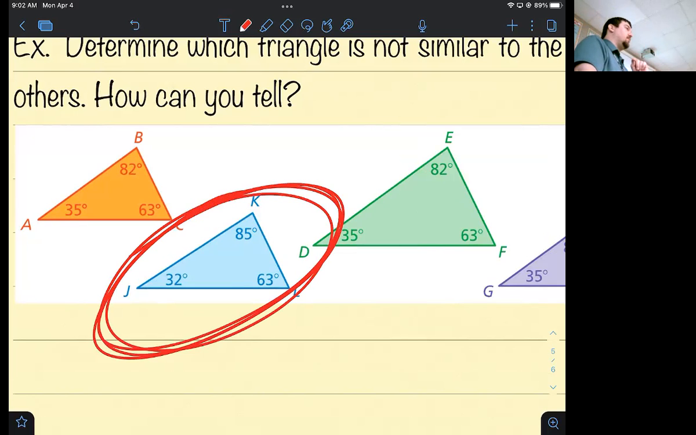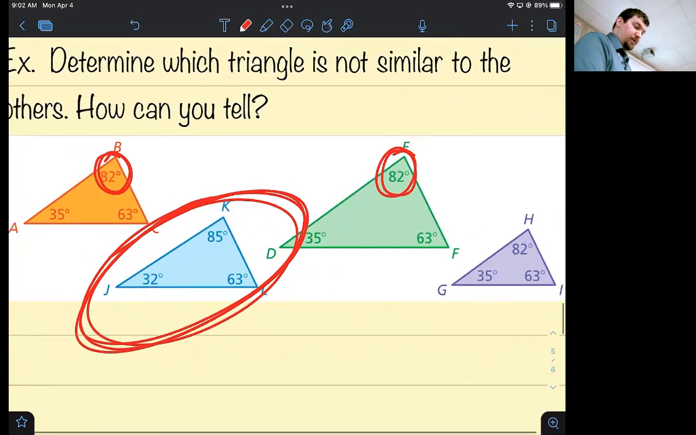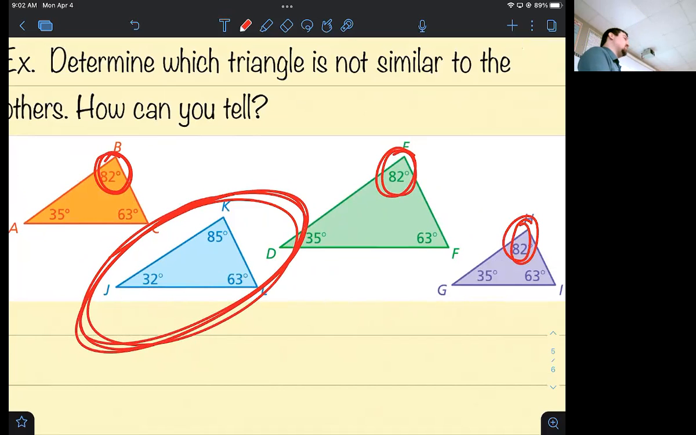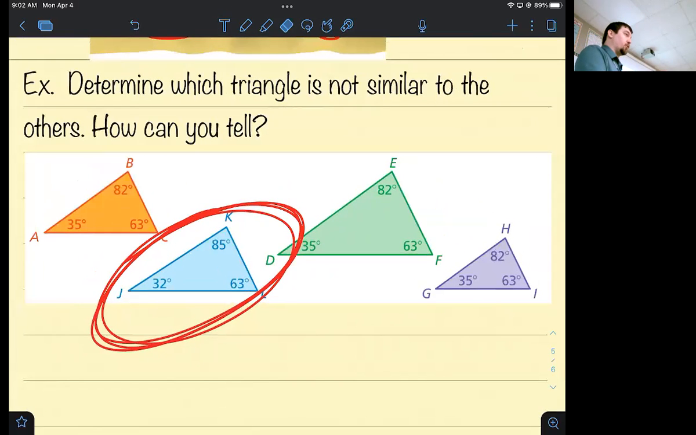If it were similar, its corresponding angle measurements would all have to be the same. Notice that angles B, E, and H are all 82, and then K is 85. Yeah, it doesn't work. Or as Lainey pointed out, 35 doesn't match with 32, so that doesn't work either. If the corresponding angle measurements aren't congruent, the triangles aren't similar.